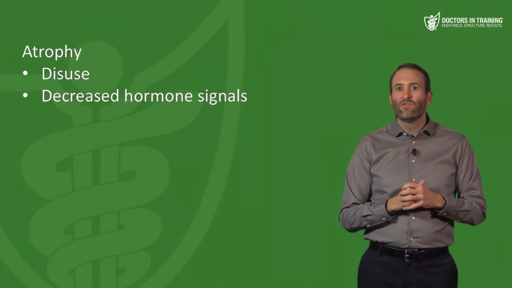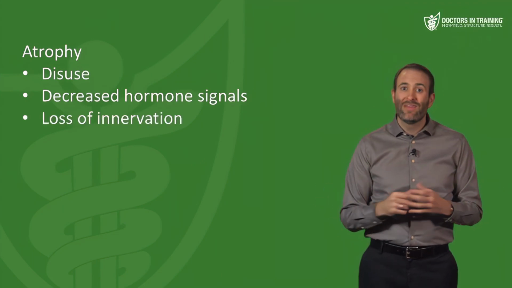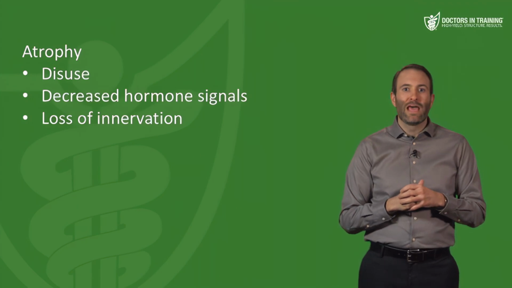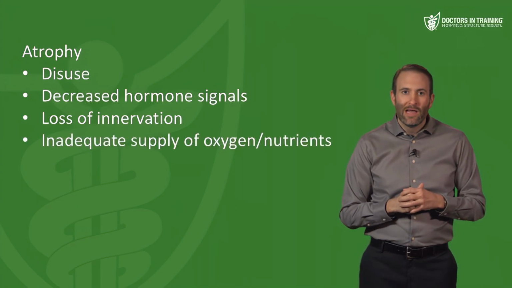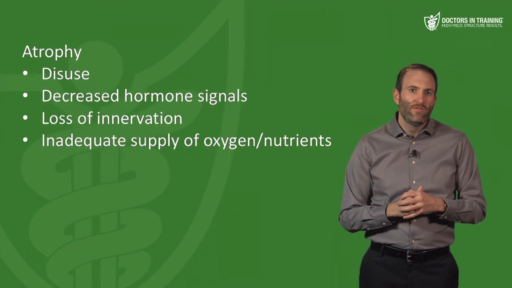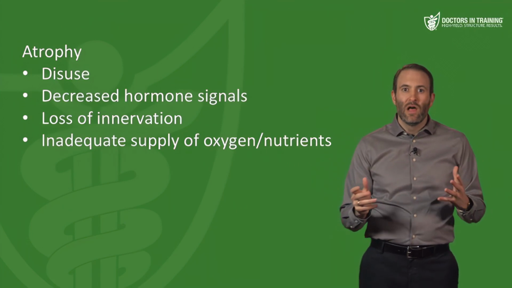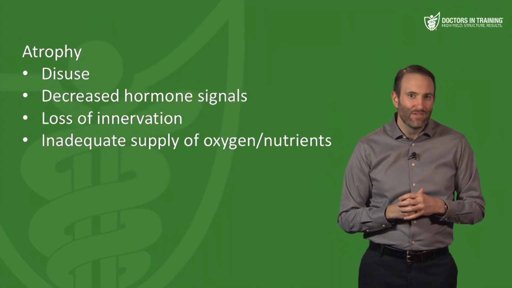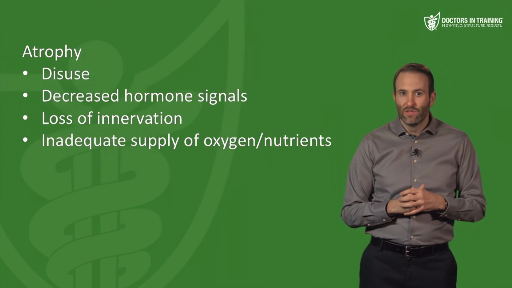Now, you can have atrophy due to a loss of innervation. If you have a spinal cord injury or some peripheral nerve injury, then the muscle will atrophy and get smaller. An inadequate supply of oxygen or nutrients can also cause atrophy. If you don't have enough nutrients because of malnutrition or malabsorption, then you won't be able to maintain the size of the tissue. It'll get smaller, and that's atrophy as well.